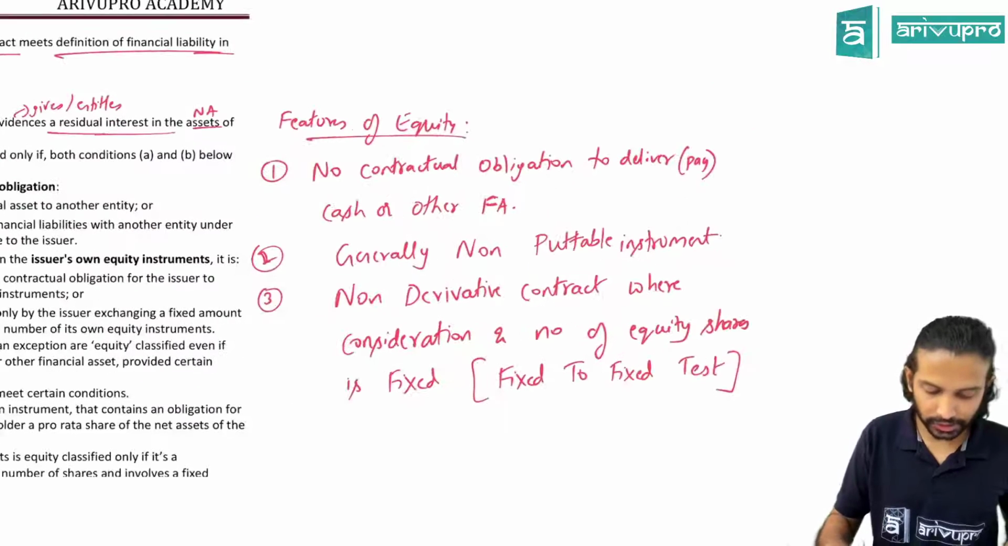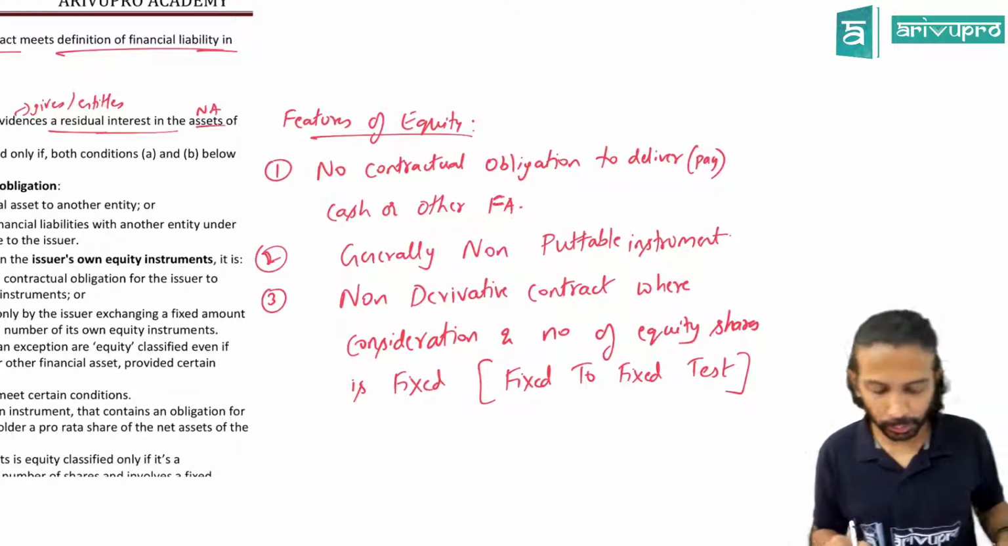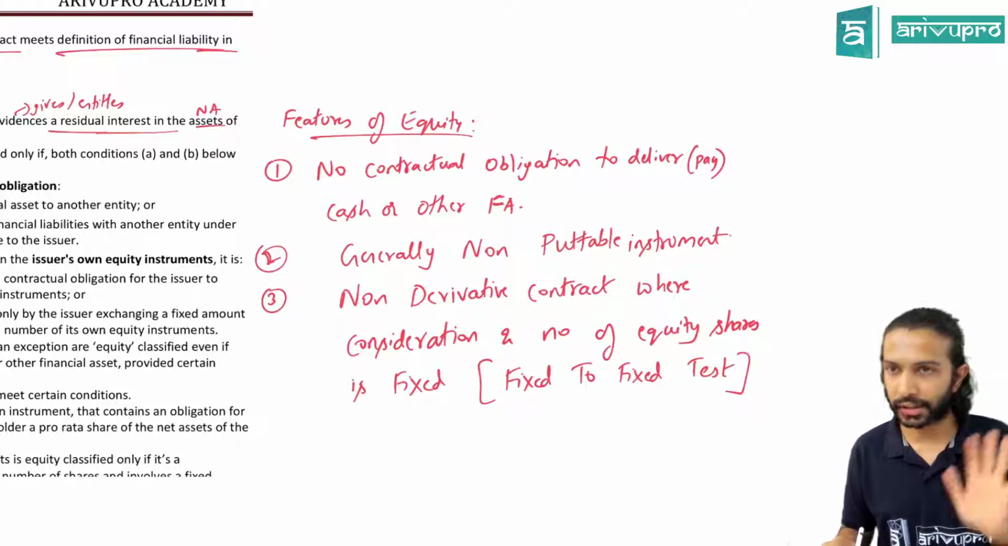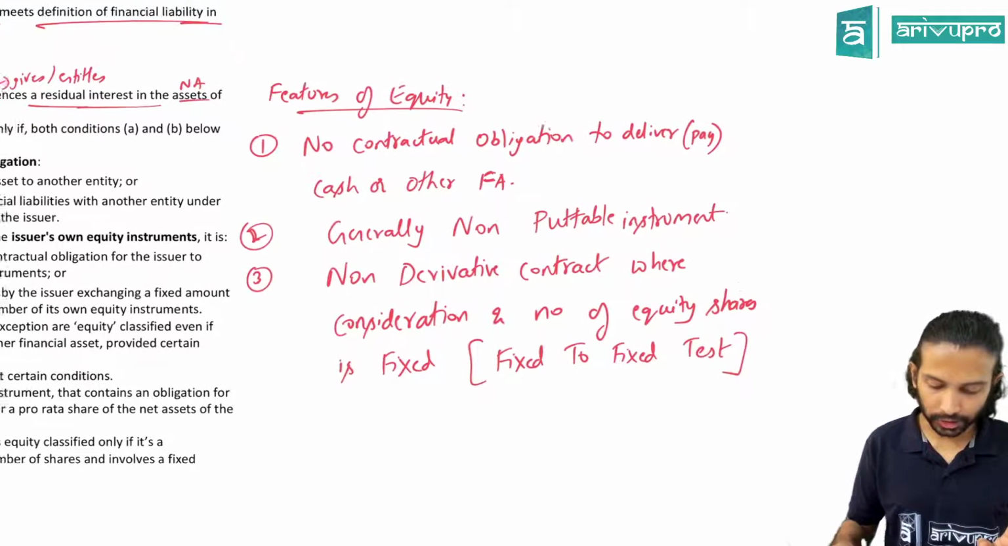Okay. What is the second feature? This we'll take up later. What is puttable, non-puttable? We'll take it later. Next concept. Leave that. Okay. Third is what?